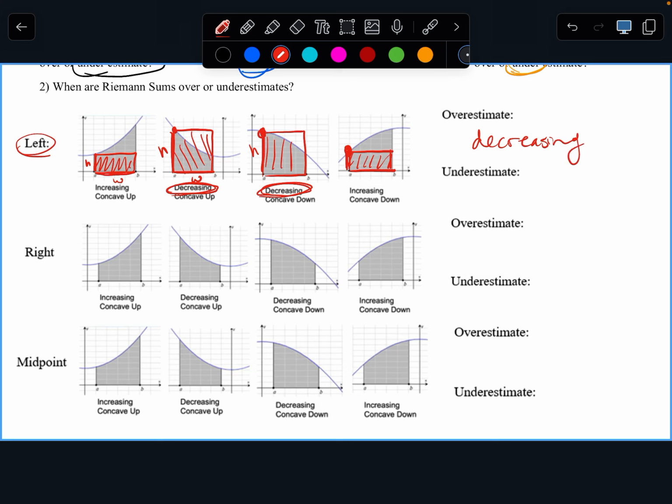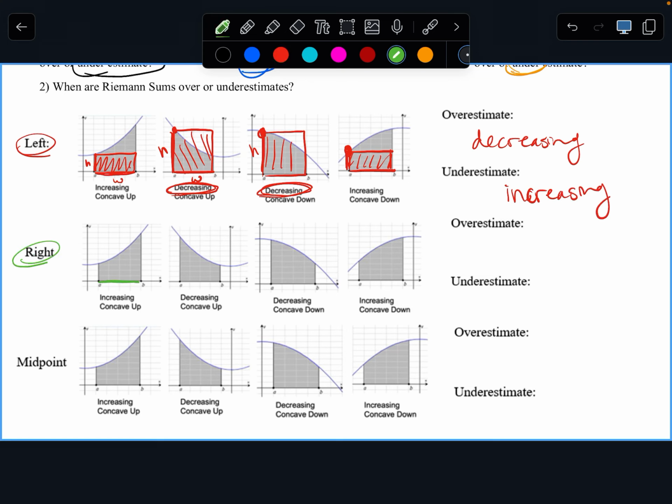So you can memorize that, good for you, but there's too much in your brain already, like all those derivatives you had to memorize with the trig. Why don't you just draw a picture? It's so much faster, right? Same with the right, okay? There's going to be something in common with all the rights. So this would be over. Increasing is underestimate. Sorry, I didn't write that in there. So that's what's in common with them.